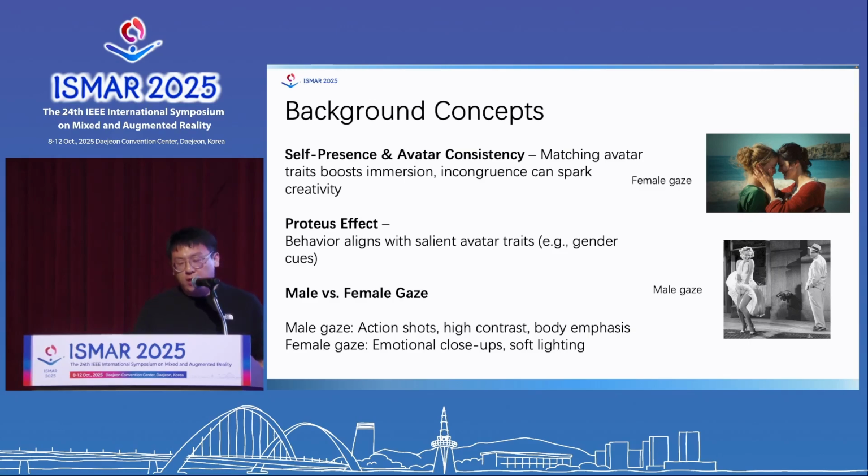Second is the Proteus effect. People often behave like their avatar. For example, acting more confident, or the gender depending on avatar features.